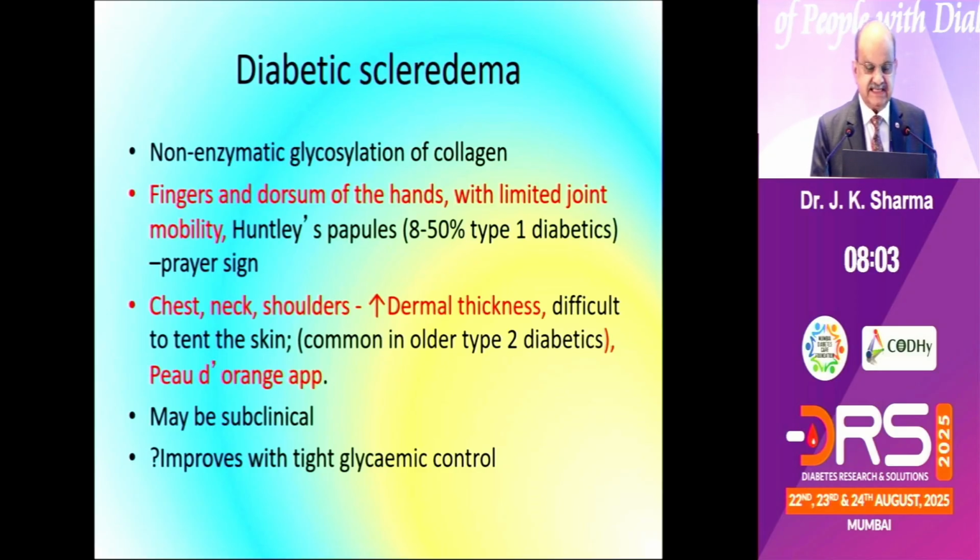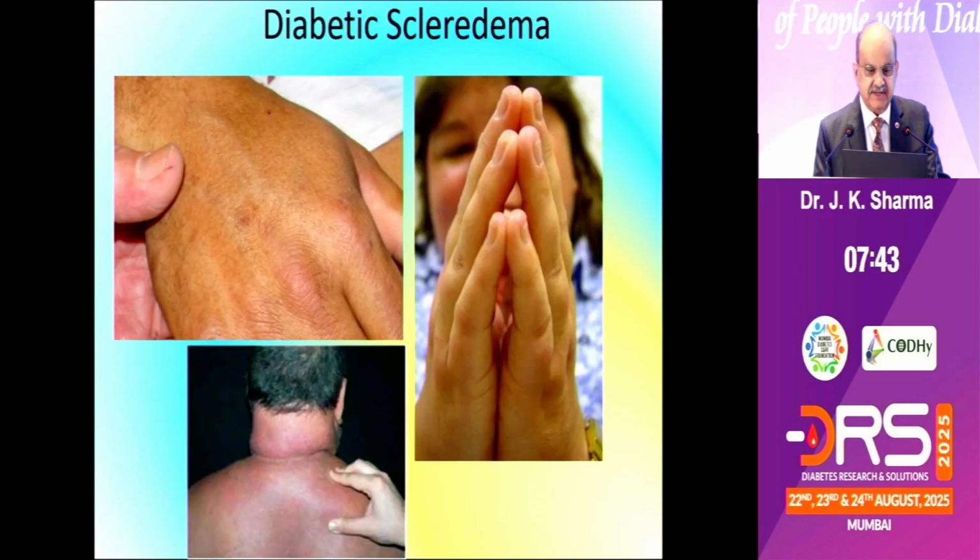Chest, neck and shoulder, there is increased dermal thickness, difficult to tent the skin, may be subclinical, and it improves with tight glycemic control. So you can see that tight glycemic control controls many of these features, and they improve with that, and that remains the main important part in the management of this. This is the diabetic scleroderma.